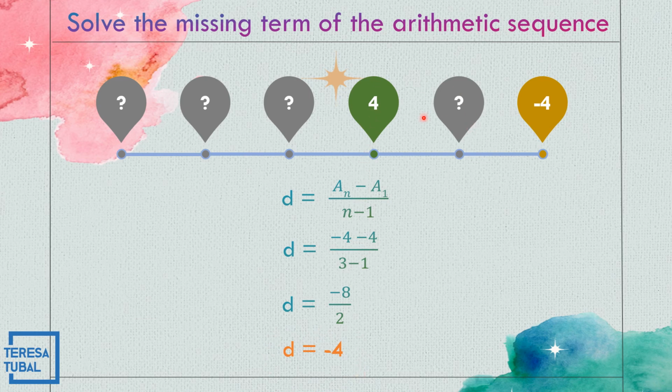Let us solve the fifth term. 4 minus 4 is equal to 0. 0 minus 4 is negative 4. How about the first, second, and third terms? That is going to the left, so we need to add. 4 plus 4 is equal to 8. 8 plus 4 is 12. 12 plus 4 is 16. If you try to check, 16 minus 4 is 12. 12 minus 4 is 8. 8 minus 4 is 4. 4 minus 4 is 0. And 0 minus 4 is negative 4. So the missing terms of this sequence are 16, 12, 8, and 0.